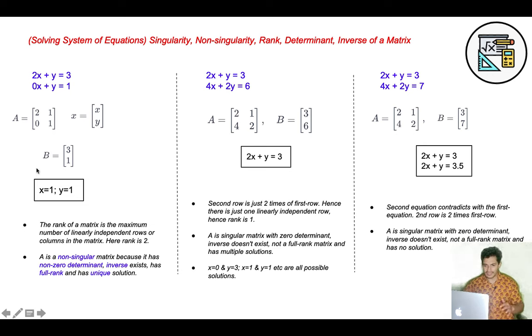So when A is non-singular, the determinant is non-zero, the inverse exists, it's a full rank matrix, and there is a unique solution. And when A is singular, the determinant is 0, the inverse doesn't exist, it's not a full rank matrix, and it can either have multiple solutions or no solution. So that is a very important concept.